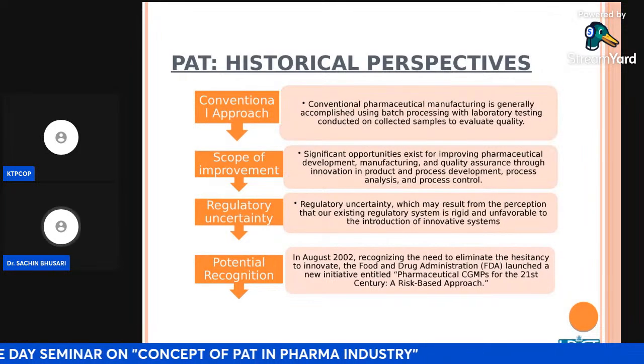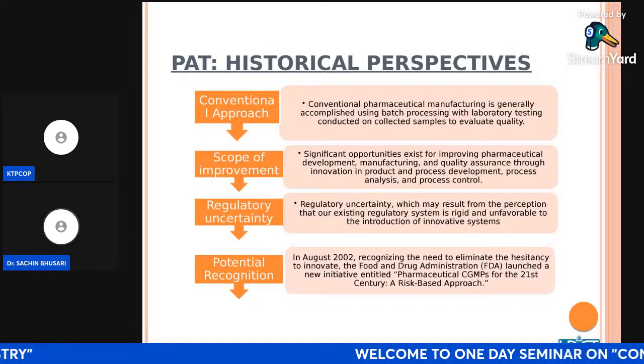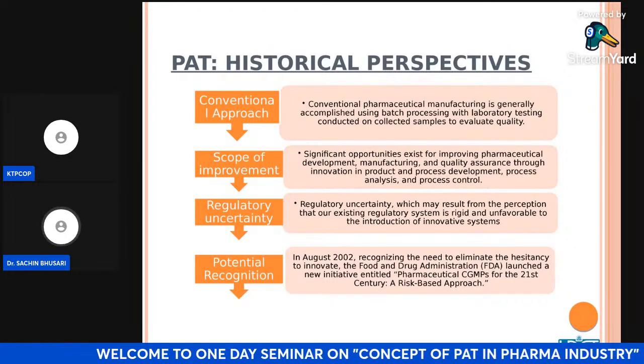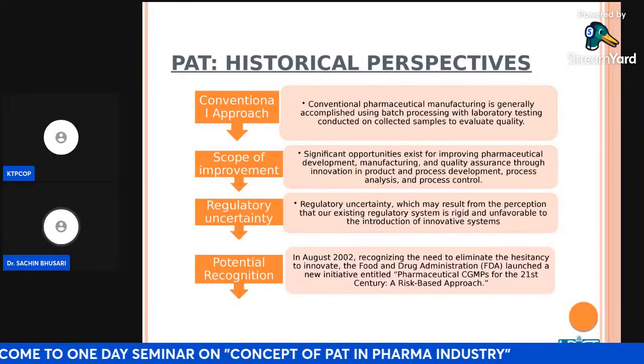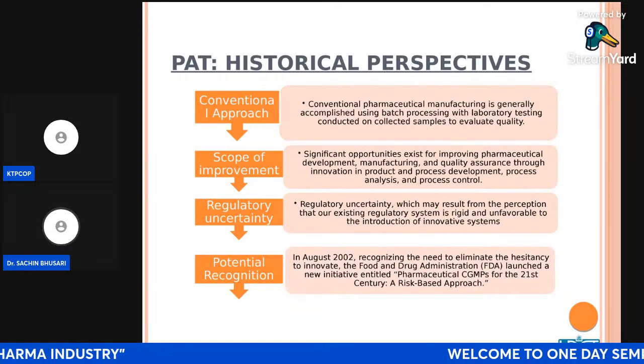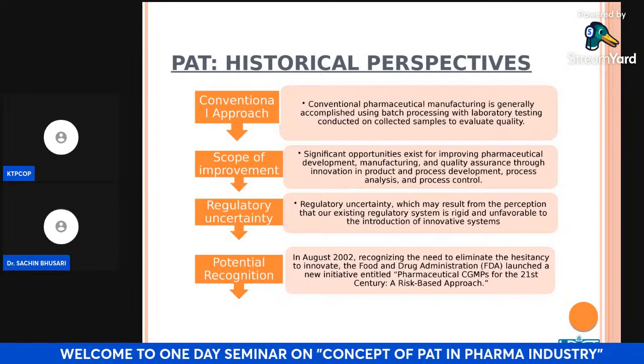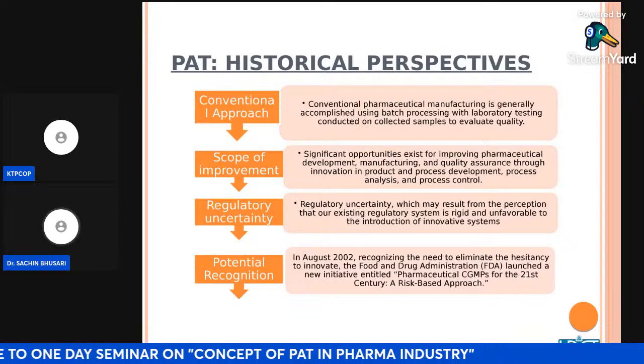Further, thought was given: is there any scope of improvement in this conventional way? Yes. People found that there is a significant scope of improvement, significant opportunities to improvise. What to improvise? Pharmaceutical development, manufacturing, and quality assurance through innovation in product development, process analysis, and process control. All the four arms of this manufacturing quality assurance can be modified and improvised. So that was the thought, and there was a scope.